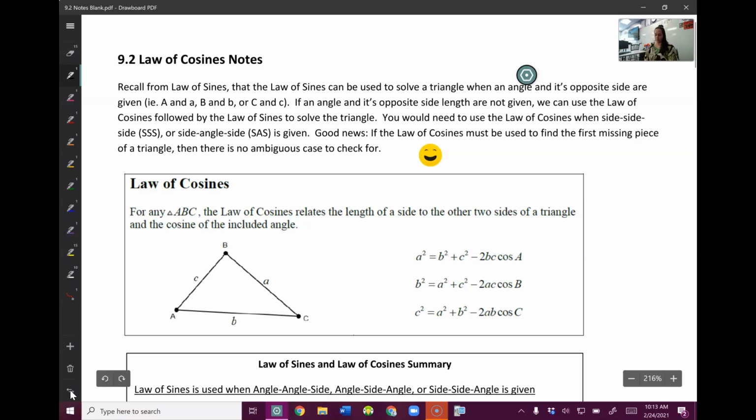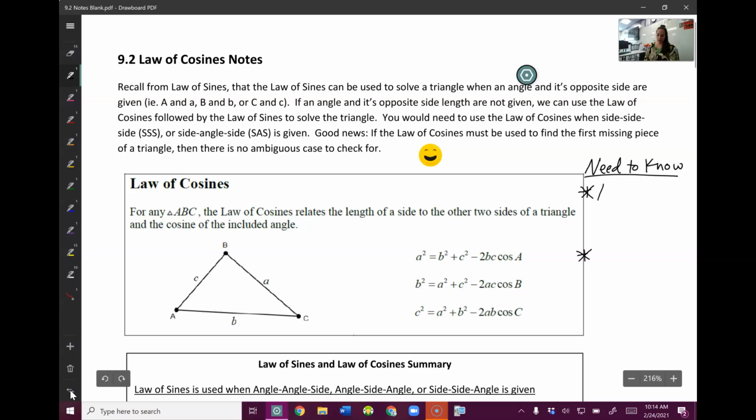To start out with, if you remember, last lesson for 9.1, we talked about what we need to know in order to do the law of sines. So for the law of sines, we need to know one complete pair. That was the whole key to it. Well, the law of cosines actually has two options.